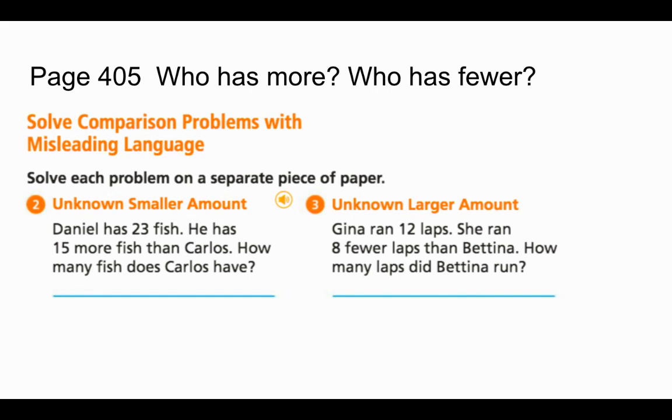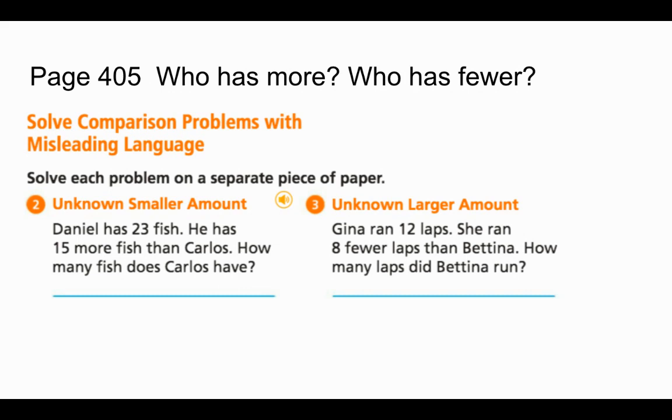Okay? In your notebook or math journal or wherever you can work this out, let's see if we can figure this out. All right? Number 2 says Daniel has 23 fish. He has 15 more fish than Carlos. So who has more? Daniel does. How many fish does Carlos have? Number 3 says Gina ran 12 laps. She ran 8 fewer laps than Bettina. Who has more? Bettina does. How many laps did Bettina run?